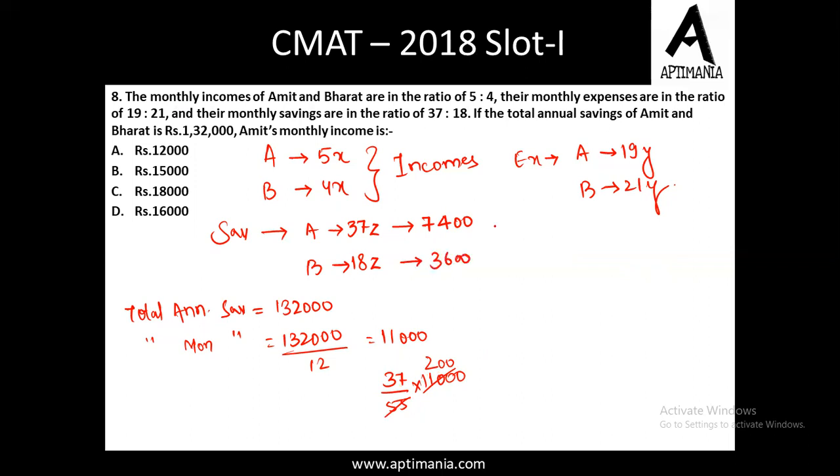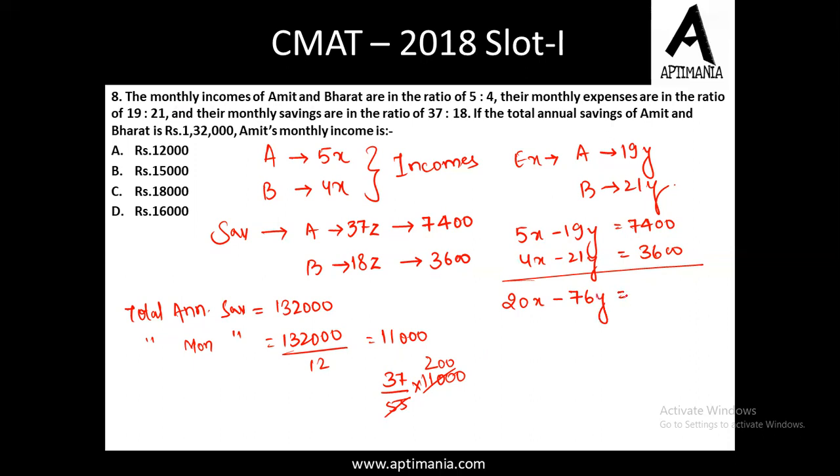3,600. So let us frame the equations. A is earning 5x and the expenditure is 19y, so the savings should be 7,400. B is earning 4x and the expenditure is 21y, so the difference should be equal to 3,600. In order to solve these two equations, I'll multiply the first equation by 4. I'll have 20x minus 76y equal to, multiplying 7,400 by 4, 29,600.